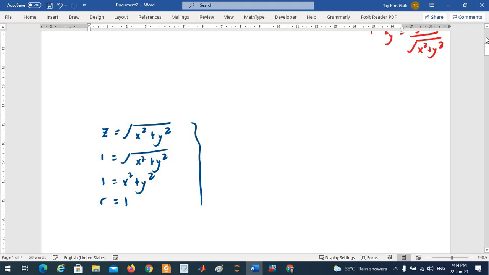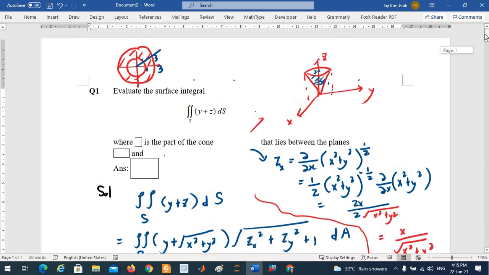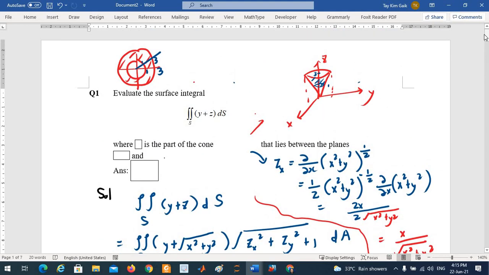Similarly, when you plug in z equals 3, 3 equals the square root of x squared plus y squared. So you square both sides: x squared plus y squared equals 3 squared, so r squared equals 3 squared, r equals 3. That's why the projection R is actually the donut area bounded by r equals 1 up to r equals 3, because your surface is actually a cone but bounded from z equals 1 up to z equals 3.